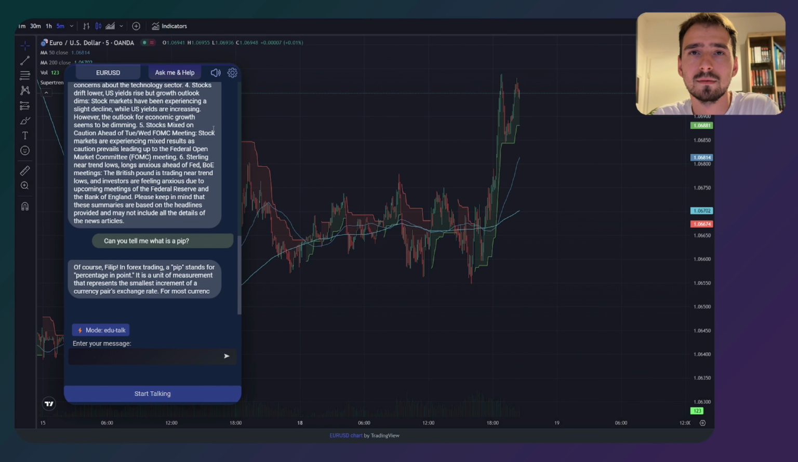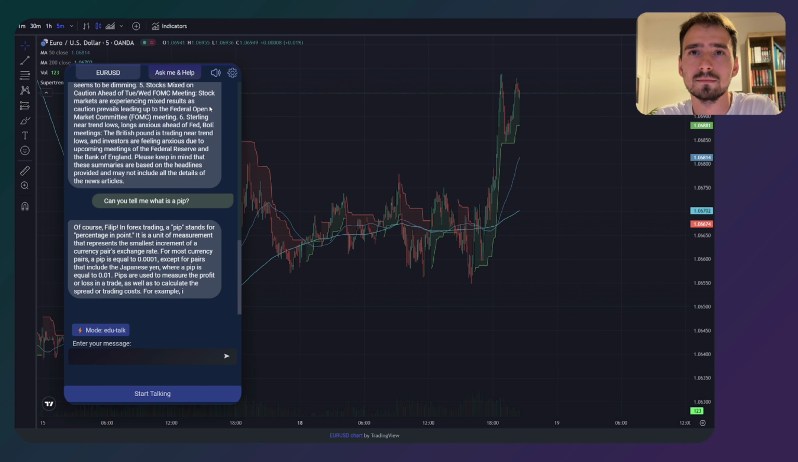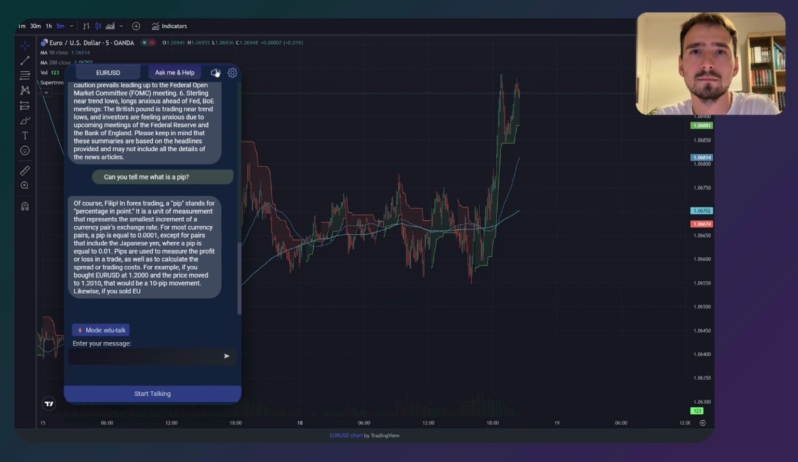Of course, Philip. In Forex trading, a pip stands for percentage in point. It is a unit of measurement that represents the smallest increment of a currency pair's exchange rate.